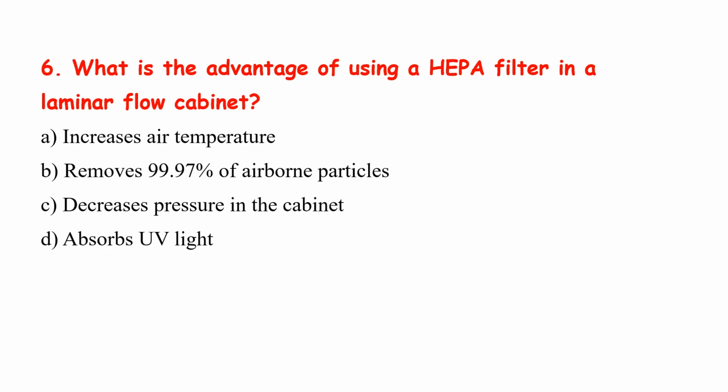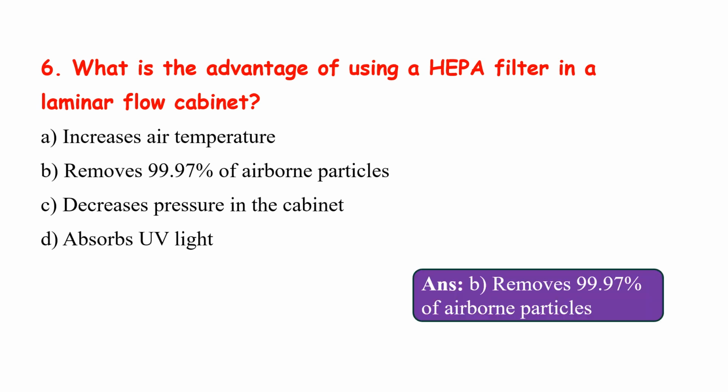What is the advantage of using HEPA filter in a laminar flow cabinet? Increases air temperature, removes 99.97% of airborne particles, decreases pressure in the cabinet, absorb UV light. The correct answer, removes 99.97% of airborne particles.